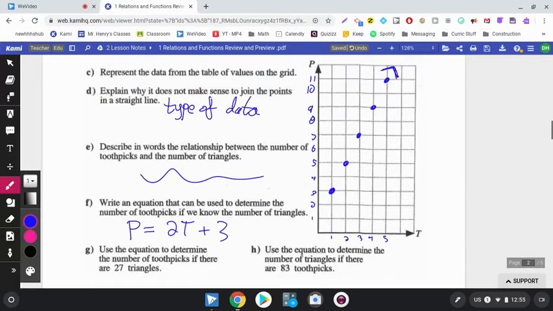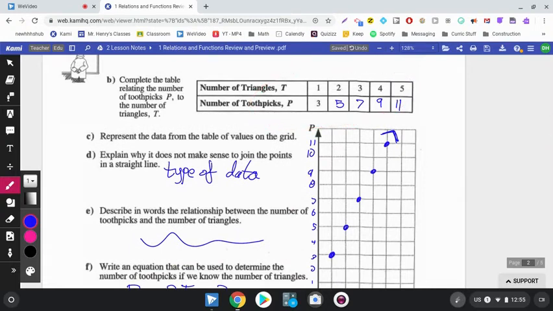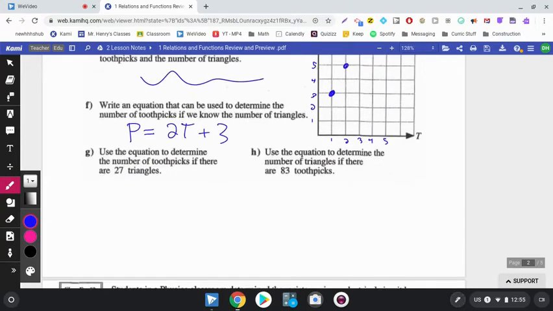Okay, so I can graph this relation. It is represented by this graph, and it's also represented by this table of values. Use the equation to determine the number of toothpicks if there are 27 triangles. Well, this is a grade 9 skill and an algebra skill, and it's really, really crucial.